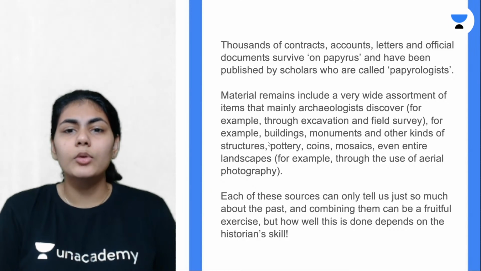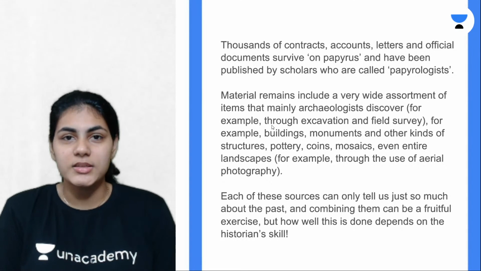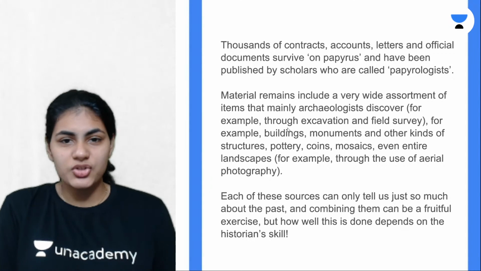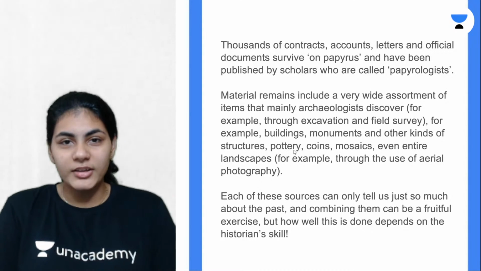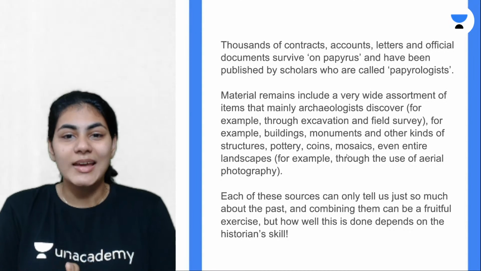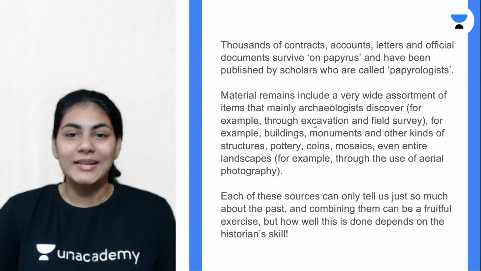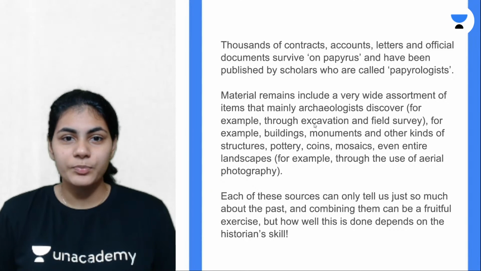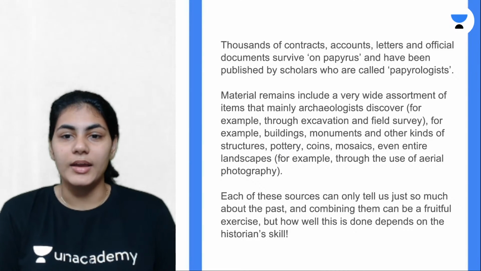These items include buildings, not still intact, but ruins of buildings, or monuments or other structures like temples, churches, mosques, whatever. And then there's pottery, there are coins, there are mosaics, even entire landscapes. So these are all different material remains which are very helpful for archaeologists to reconstruct the Roman Empire. That way they're very important again.